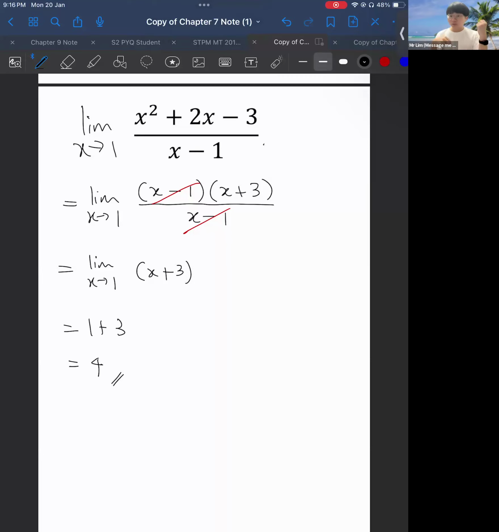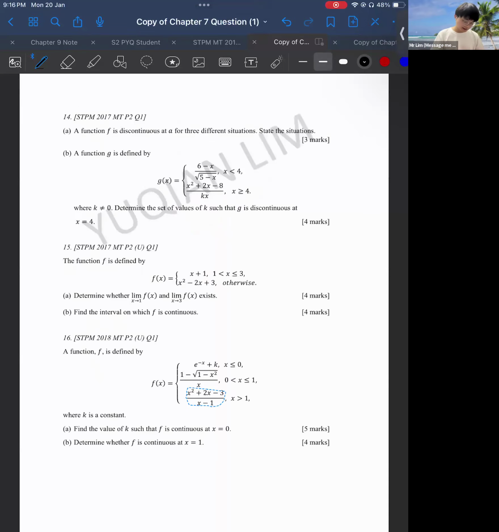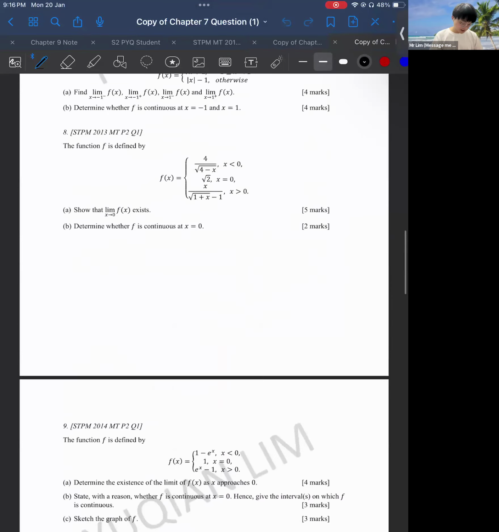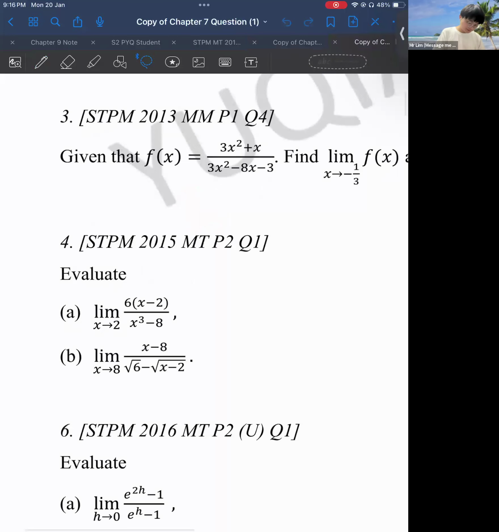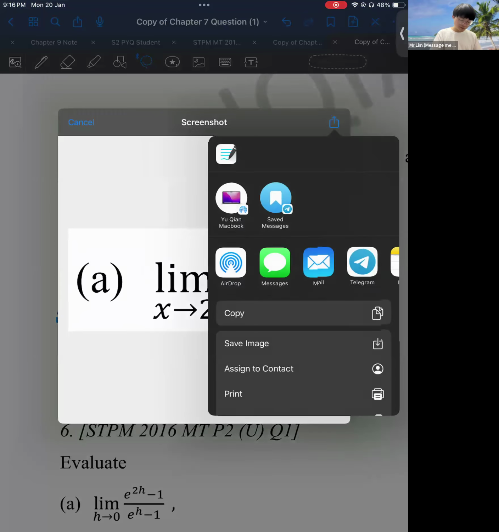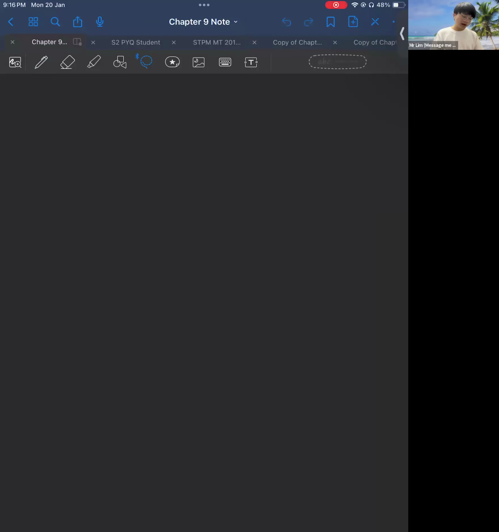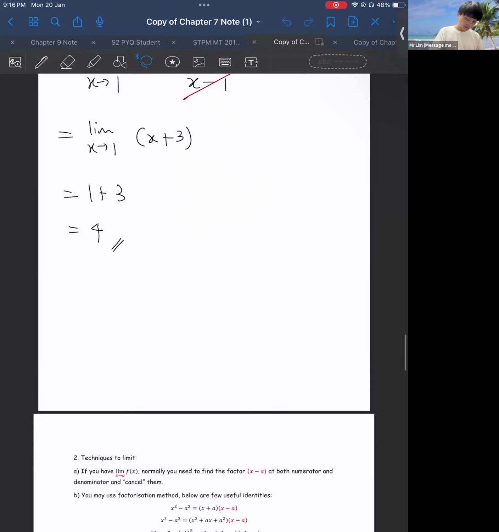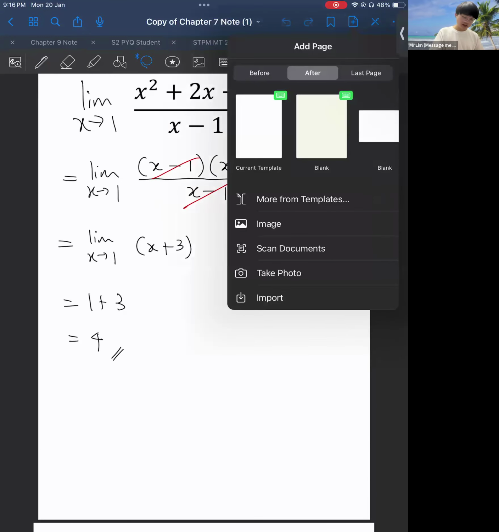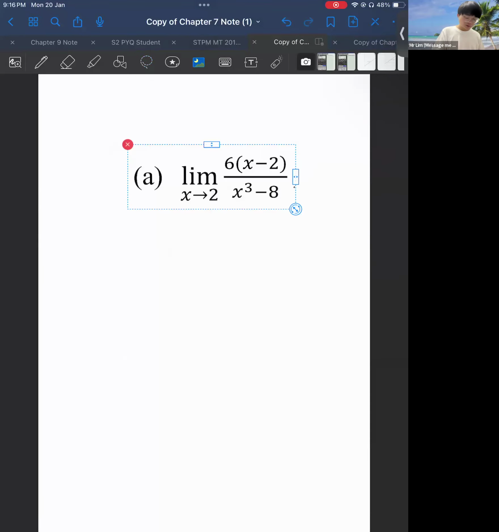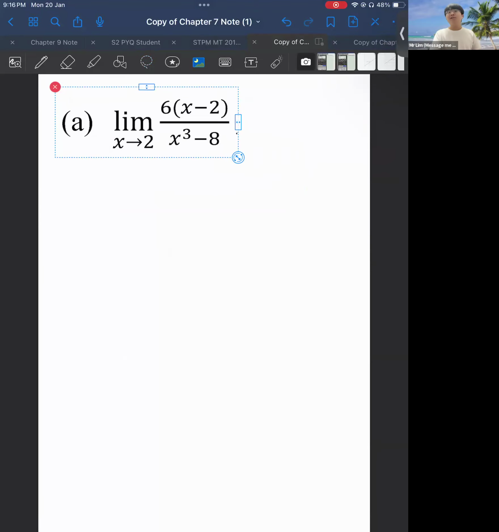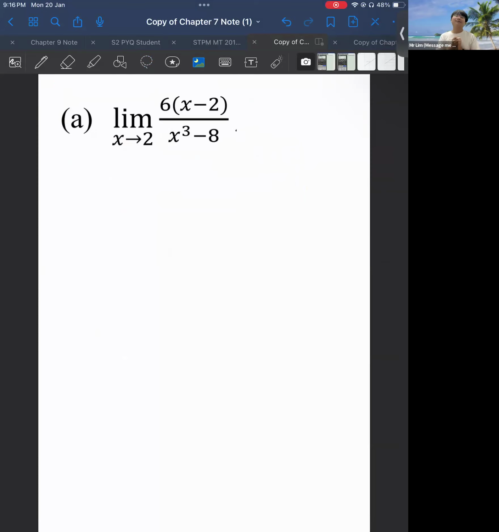Okay, let's go up one more level. Okay, let's try this one. What about this? You see the question is very direct: evaluate this limit. This time around it might not be so easy. This is my challenge now, I'll give you 2 minutes also. See how well you factorize this. Okay, 2 minutes start from now.